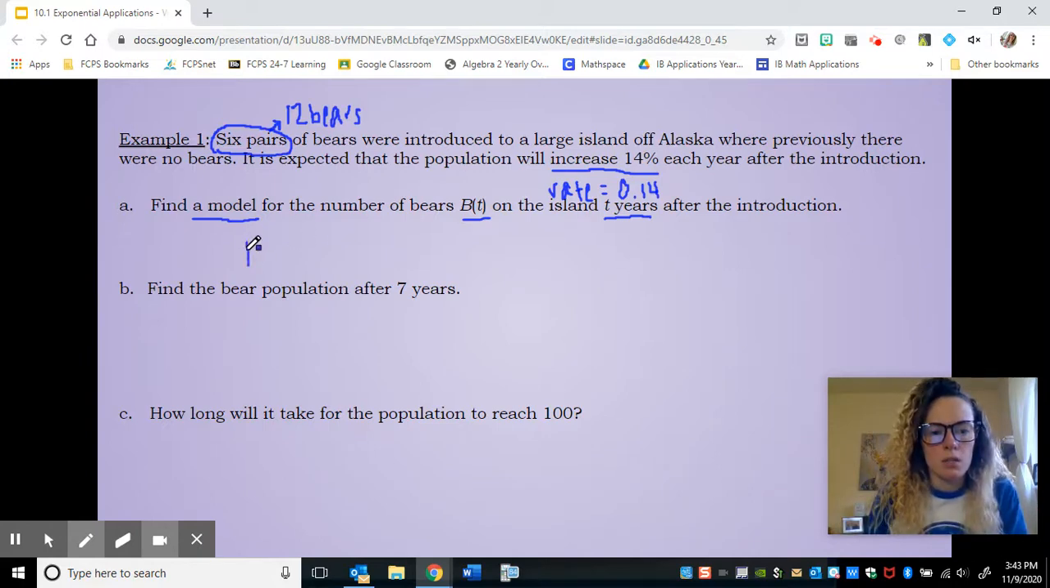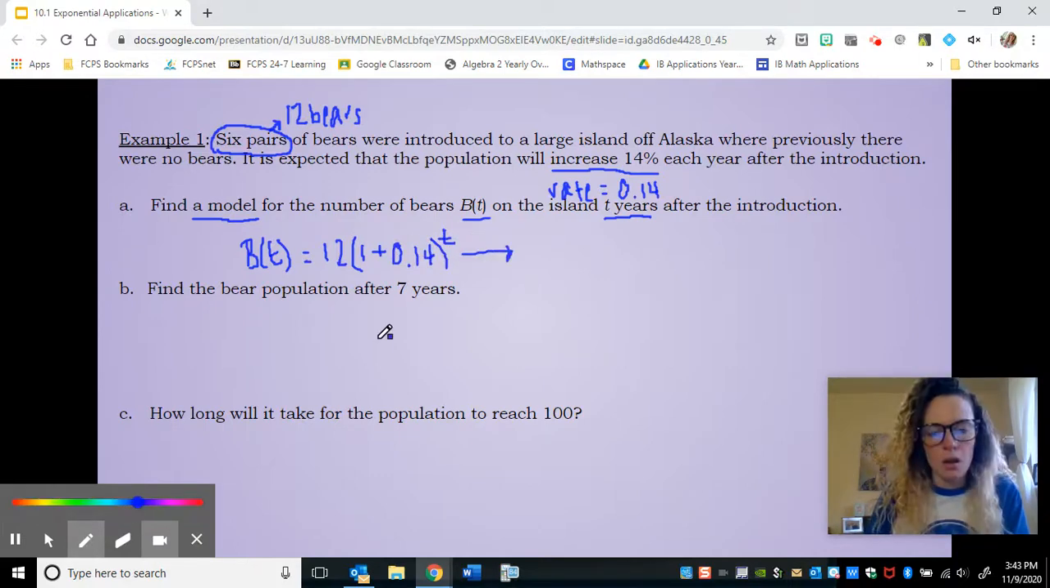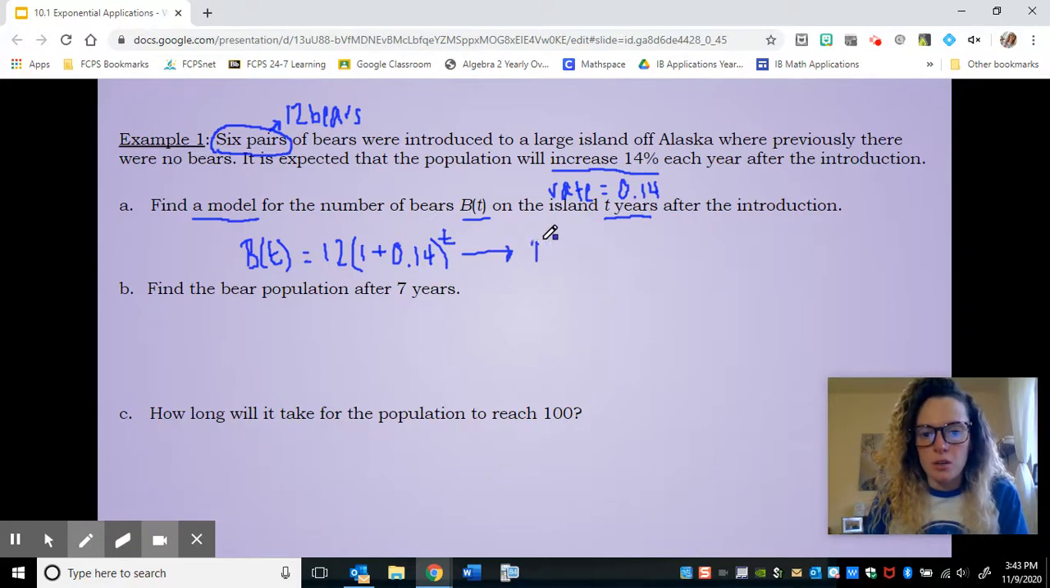So I'll have my B of t, since that's what they asked me to use. My initial starting value, or the principal value, is those 12 bears they introduced. It says increase, so that means 1 plus whatever the rate is, so 0.14, raised to the time. Obviously, we know we should be simplifying our answers, so our final answer for this one should be B of t equaling 12 times 1.14 raised to the t.